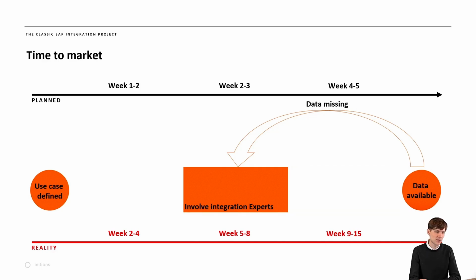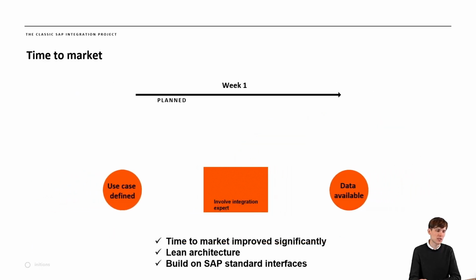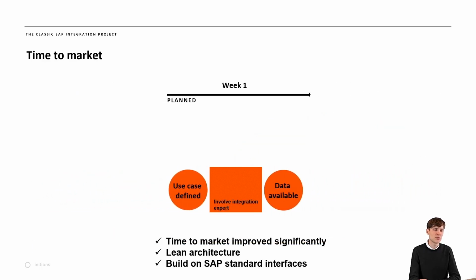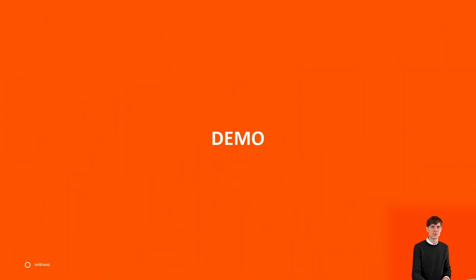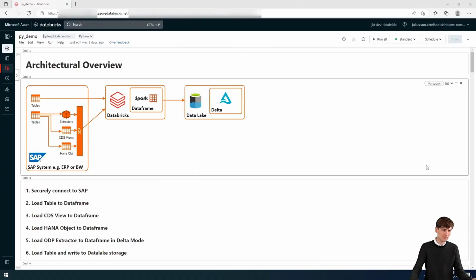So we at Initials have come up with a solution which drastically reduces that time. We have a very lean architecture, which I will show you in the demonstration just now. We're building on standard SAP interfaces, and everything is within Databricks. So it's an interface from Databricks to access SAP data directly, which I would like to show you now in the demonstration. So let's head over to Databricks.